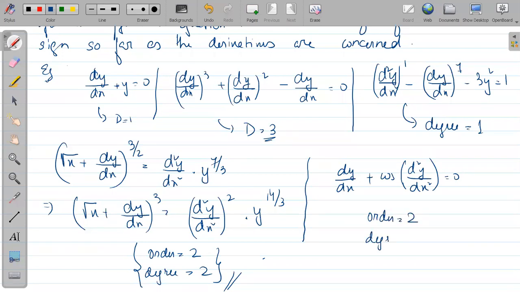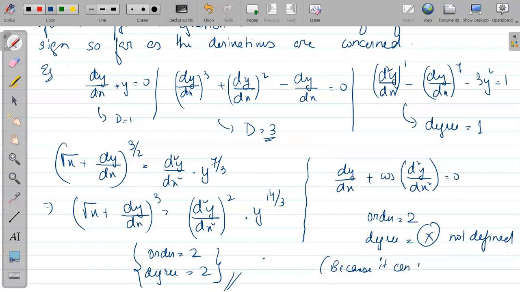What is the degree? Not defined. Degree is not defined. Okay, why is it not defined? Because it cannot be expressed in the form of a polynomial. Yeah, exactly.